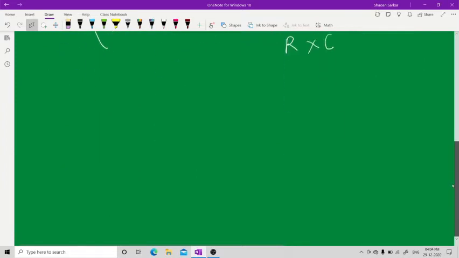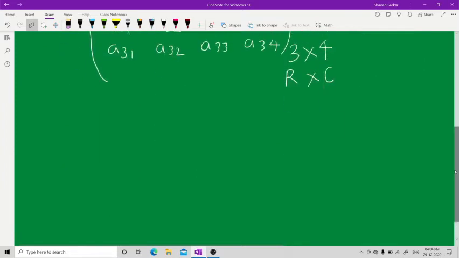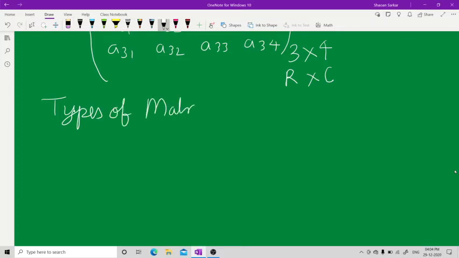Now we will see the next format. Now we will see all the types of matrices. Types of matrices. Number one, the row matrix.